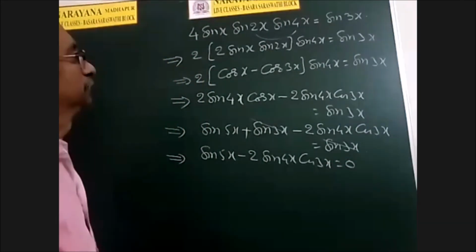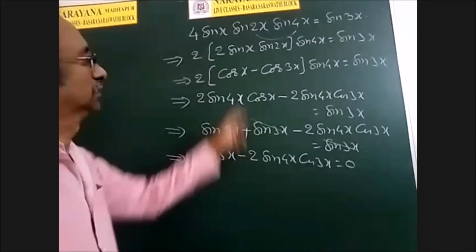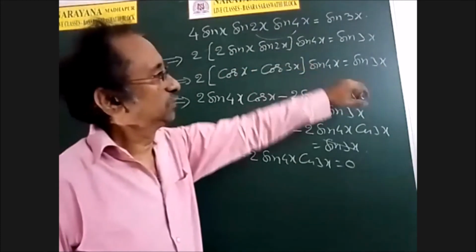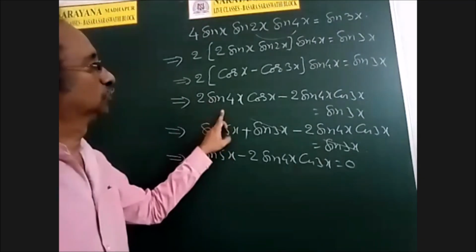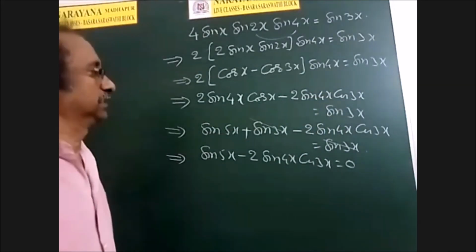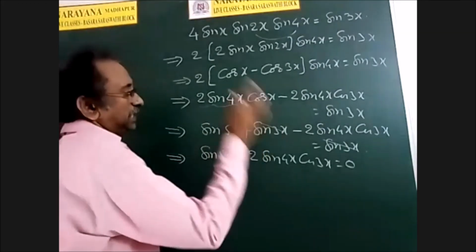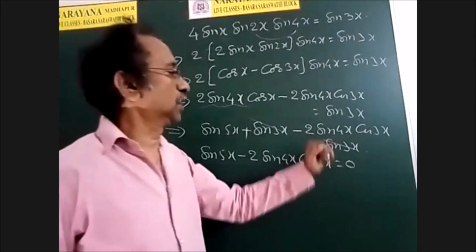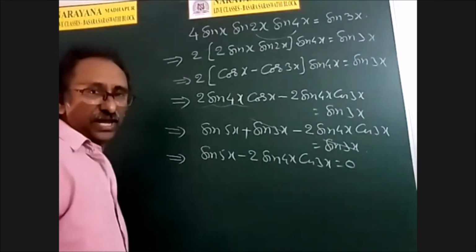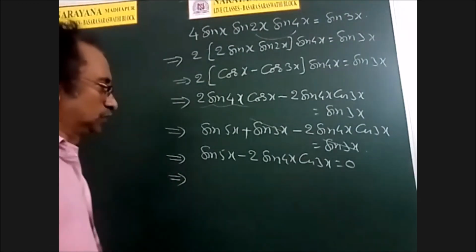So what next? 2 into 2 sin x sin 2x sin 4x equals sin 3x. Now 2 sin A sin B is cos(A minus B) minus cos(A plus B), into sin 4x equal to sin 3x. 2 sin 4x cos x minus 2 sin 4x cos 3x is equal to sin 3x. Once again transformations: sin(A plus B) plus sin(A minus B) and minus of 2 cos 4x sin 3x. And now here both sides sin 3x is cancelled. So again we are stuck with another equation. So how to solve this one?